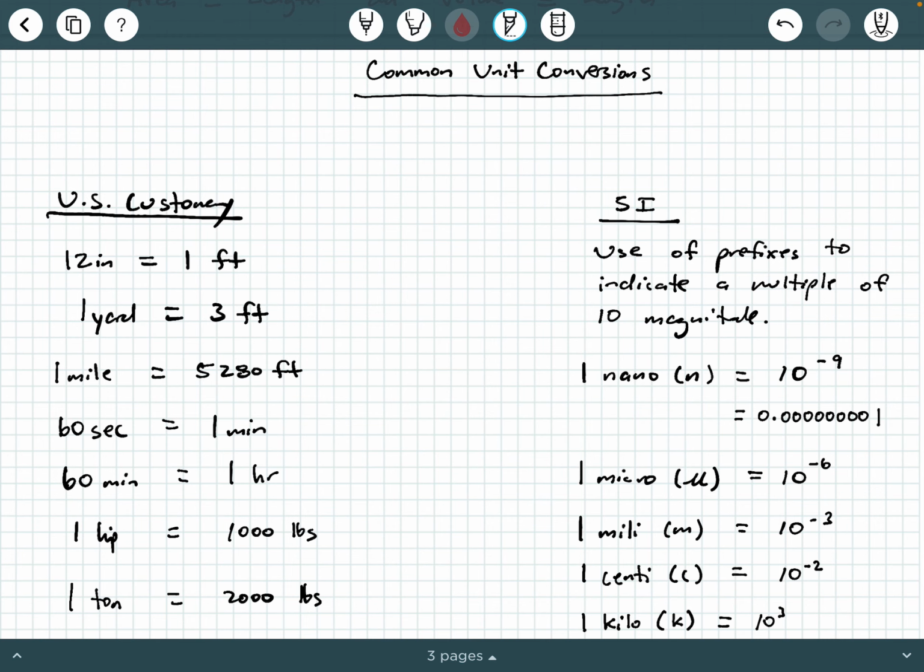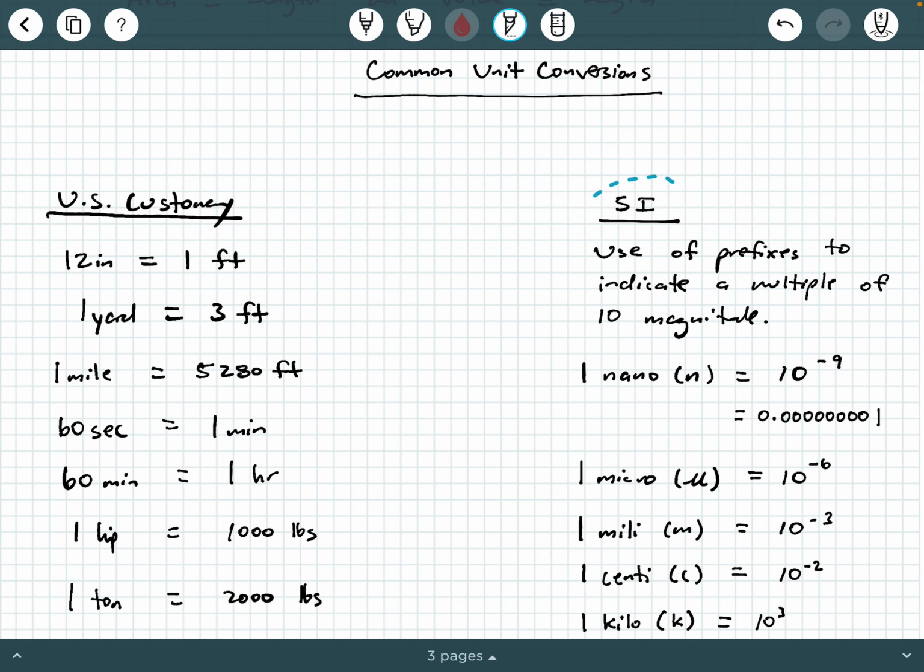Okay, and then some other unit conversions that are probably pretty obvious to you. 60 seconds is in 1 minute, and then 60 minutes is in 1 hour. That's pretty common knowledge. In terms of force units, 1 kip is equal to 1,000 pounds. So that's a force unit conversion that maybe you don't see very often, but we use it a lot in engineering. So if you have 1,000 pounds, that's abbreviated as 1 kip. And then similarly, we have 1 ton is 2,000 pounds. All right. So these are, again, common English customary unit conversions.